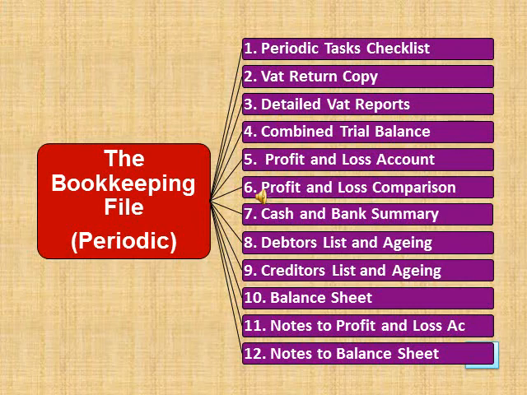1. The periodic tasks checklist. 2. VAT return copy. 3. Detailed VAT reports. 4. Combined trial balance. 5. Profit and loss account. 6. Profit and loss comparison. 7. Cash and bank summary. 8. Debtors list and aging. 9. Creditors list and aging. 10. Balance sheet. 11. Notes to profit and loss account. 12. Notes to balance sheet.